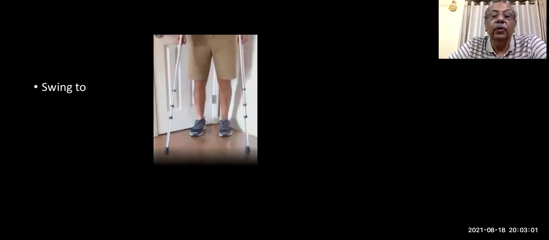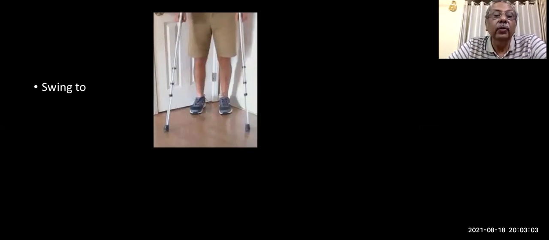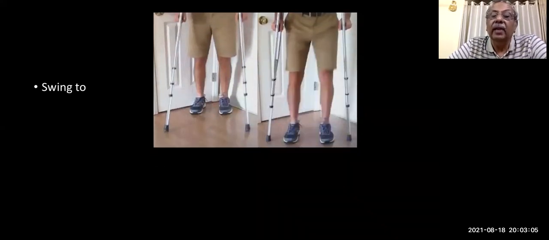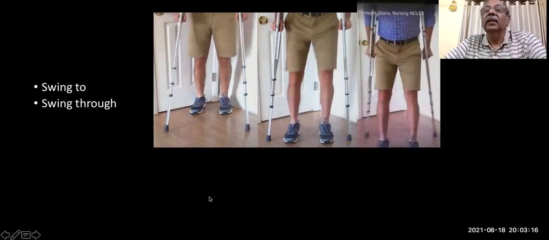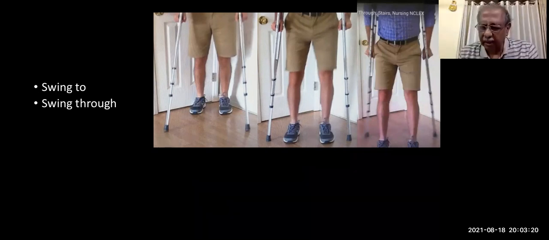Okay. Now swing to, you all know, is swing to the level of the crutches, and swing through means you can go to the front of the crutches. The only problem is that if you are not good at balancing, you may fall back. Okay. These are the various types of crutch gaits. What is a 2-point gait? What is a 3-point gait? What is a 4-point gait? What is a swing to and swing through gait?